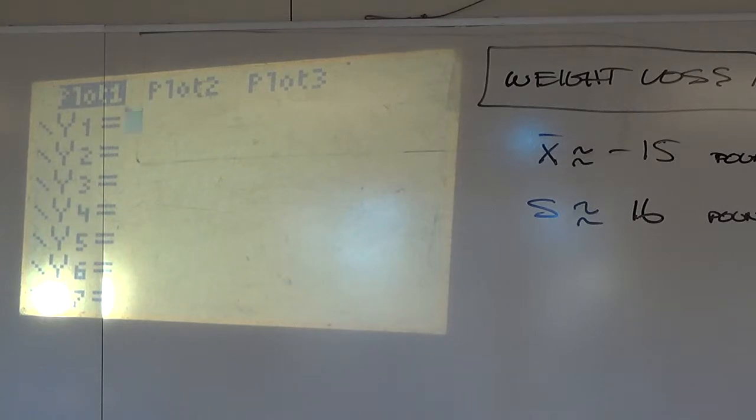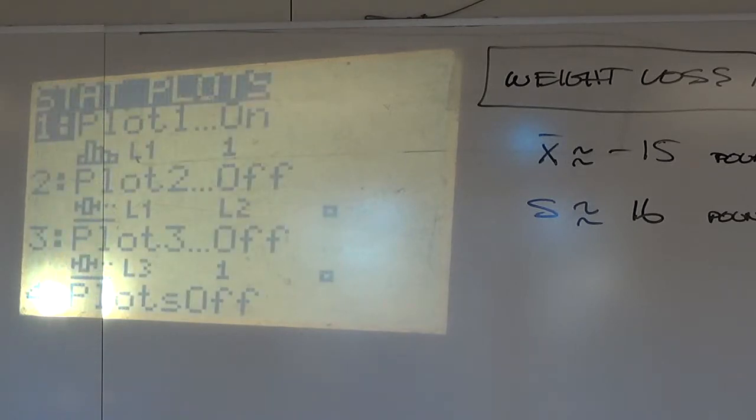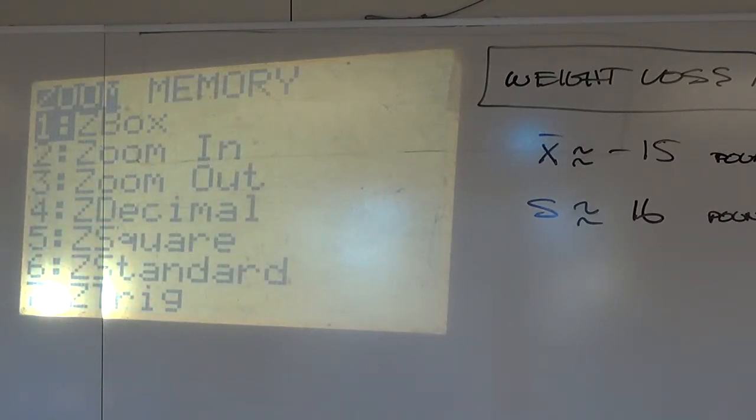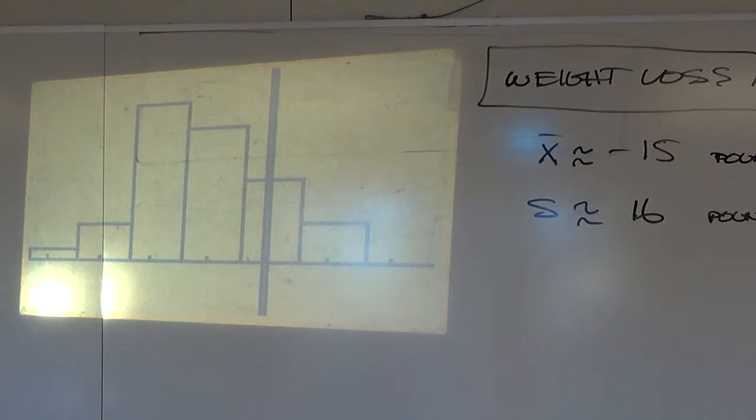Just press y equals. There you go. And if it's empty, you're good. Usually you would just be straight from here. You would then press zoom and then 9. If you press the zoom button, these are the zoom presets. Then press 9, which is the stacked zoom preset. And you should get something that looks like that, ish. That's your data grouped into histogram form.